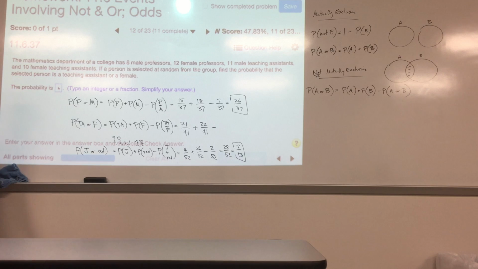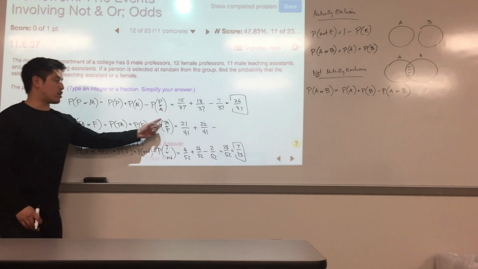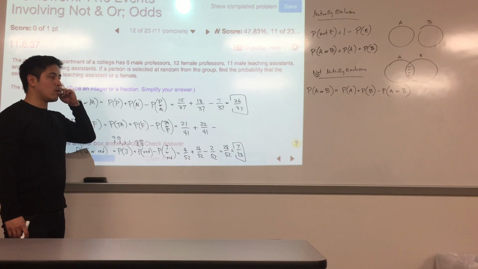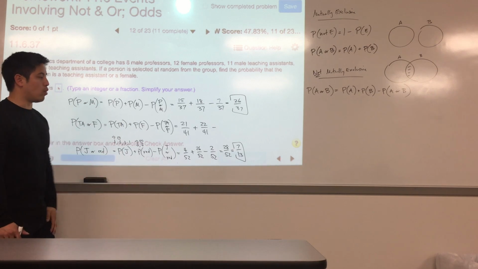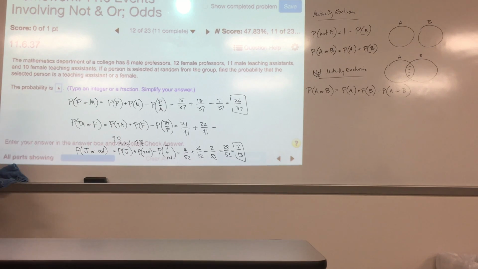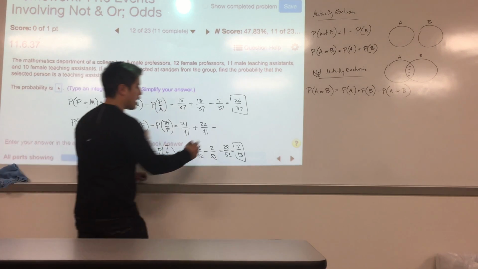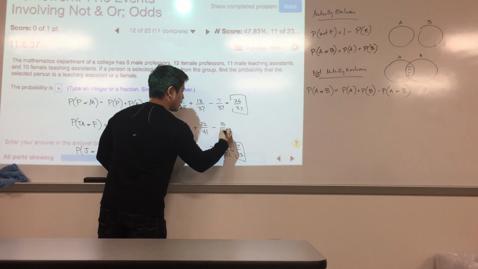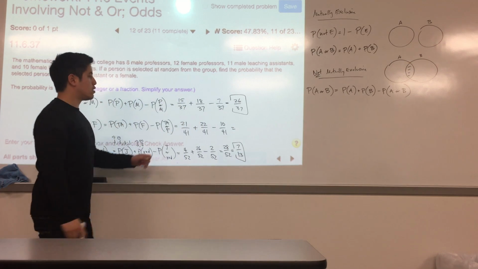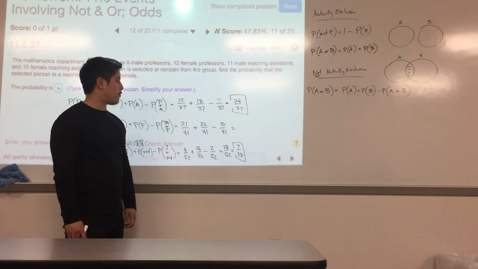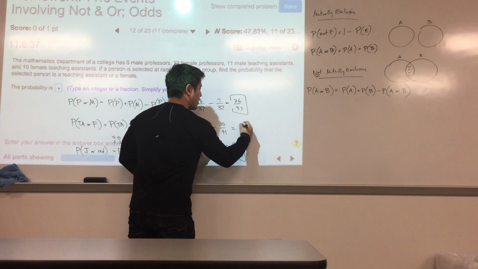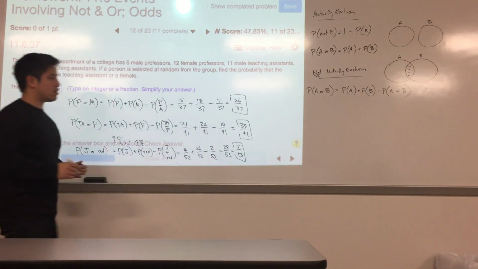But we have duplicates, don't we? Duplicates that we don't want to count, okay? We don't want to count the doubled up one. We want to only count them once. So we need to take out the people who are both teaching assistants and females, which are how many? 10. 10 out of 41. And so 21 plus 22, 43. 43 minus 10, 33 out of 41. I don't think that can be reduced. No.